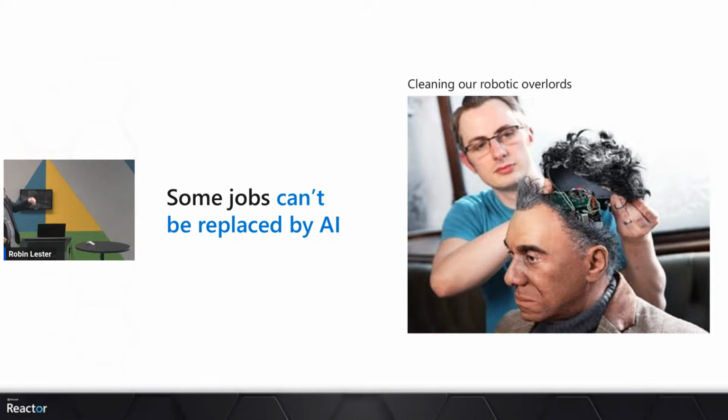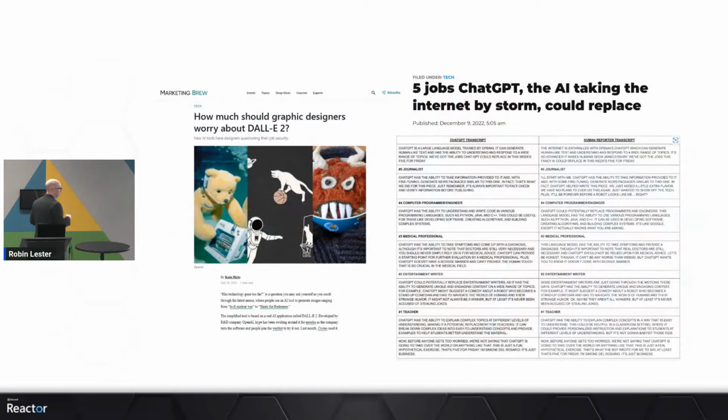It's a joke, cleaning our robotic overlords. Obviously, if we don't manage AI properly, we could end up in a state with superintelligence. But like I say, that's a long way off, and a lot of stuff is put in place.